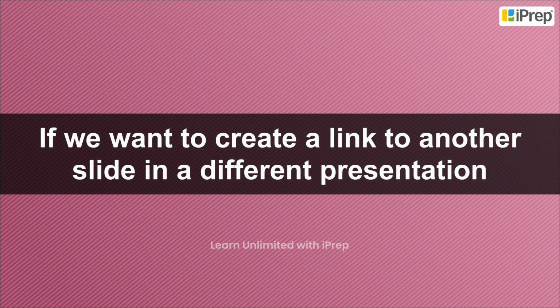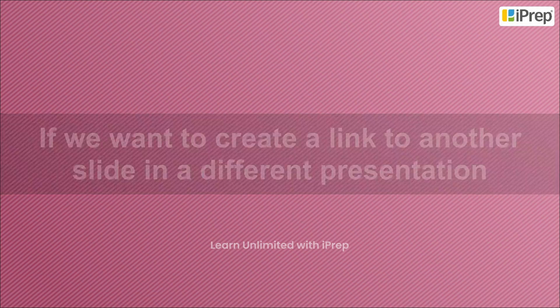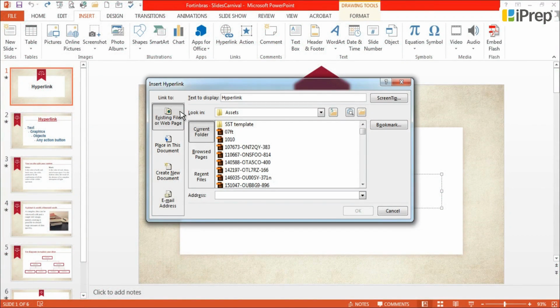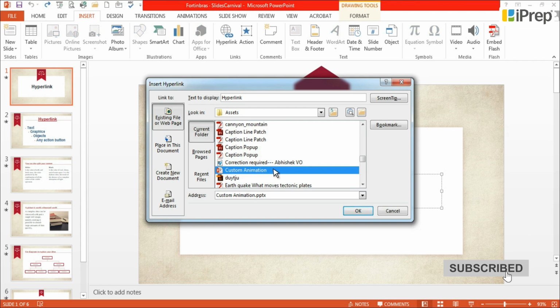If we want to create a link to another slide in a different presentation, click on Existing file with which you want to create the link, or web page. Move to the correct folder and select the presentation with which you want to create the link. Click OK.